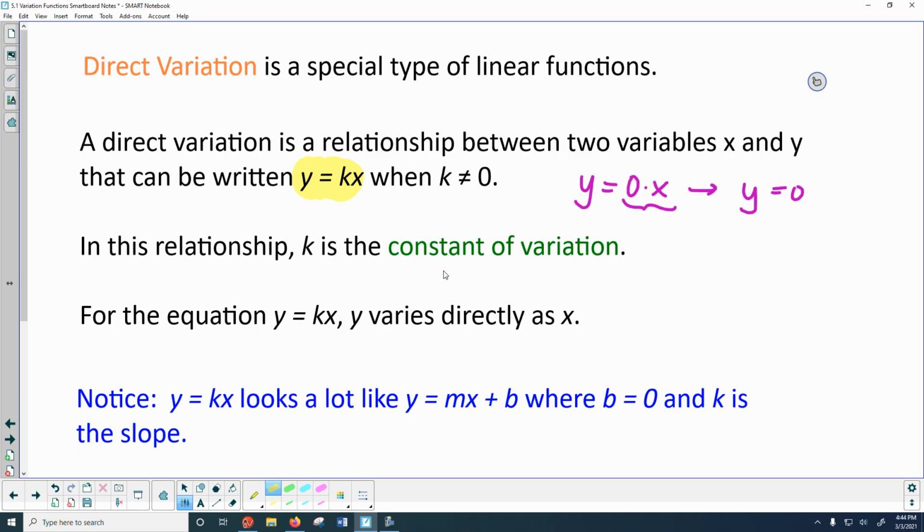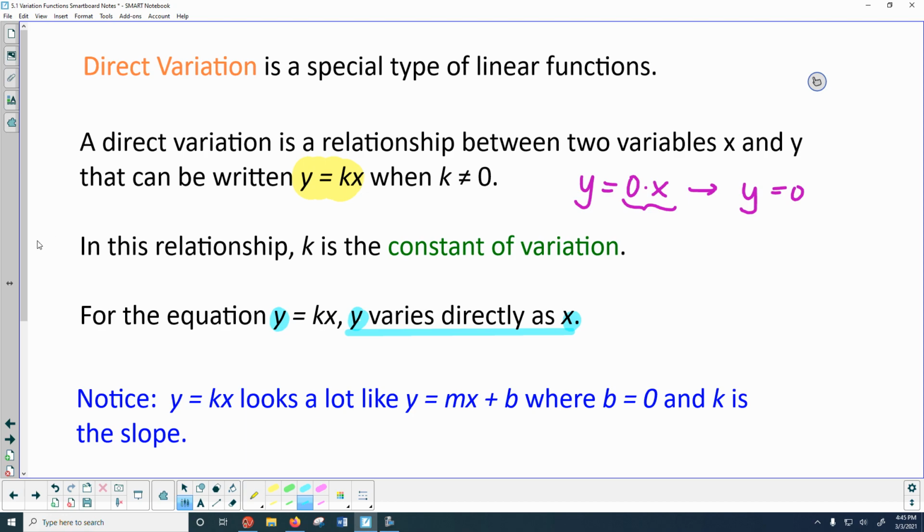For this equation, y equals kx, we would read that as y varies directly as x. So again, the way we would say that in words, y varies directly as x. So whatever comes first, that letter y varies directly. That means it will be equal to k times whatever comes next. And in this case, that was the letter x. So again, it varies directly as x.